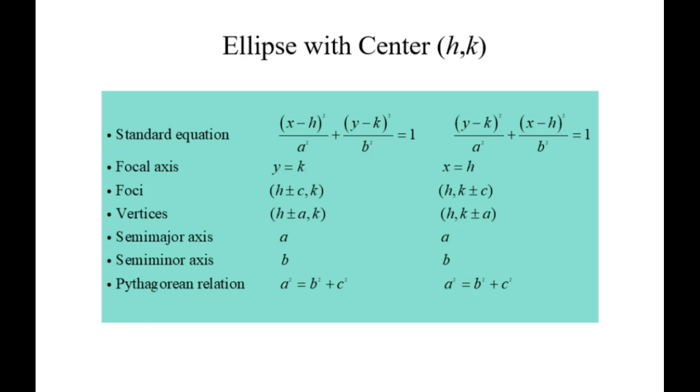Now we're going to discuss ellipses that are not centered at the origin. So we have our two conditions based on whether our value of a corresponds to the x or y value. And then we can see our expressions for the focal axis, foci, vertices, semi-major axis, semi-minor axis, and then the Pythagorean relationship.